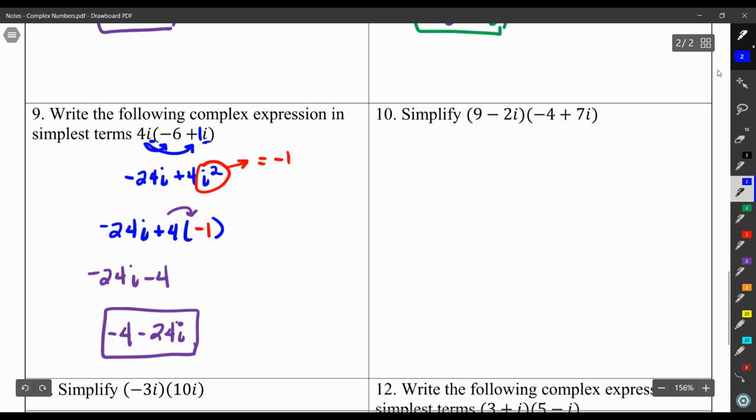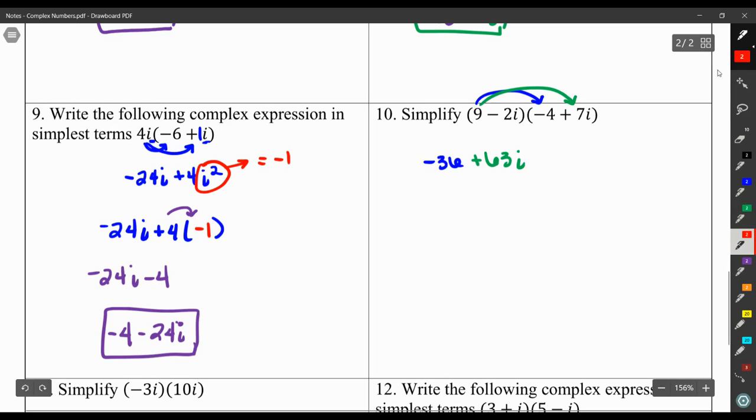So number 10, we have 9 minus 2i times negative 4 plus 7i. And so this is your double distribution. Just like you would if these i's were x's. You're going to take the 9 times the negative 4 to get negative 36. Then we're going to do the 9 again times 7i to get a positive 63i.